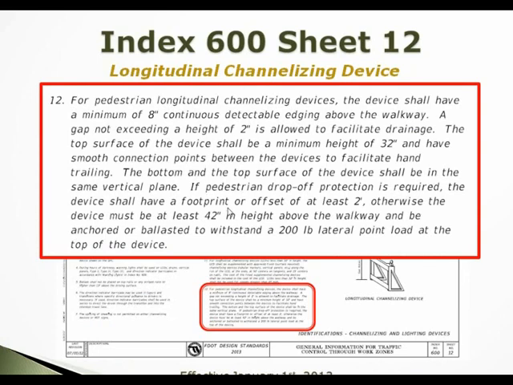And this is for note number 12. If you have a distance behind the wall of less than 2 feet and the drop-off is more than 10 inches, you have to require a 48-inch wall or a safety rail in a way that it can withstand a 200-pound load at the top of the device. We want to prevent people from falling over into the drop-off.